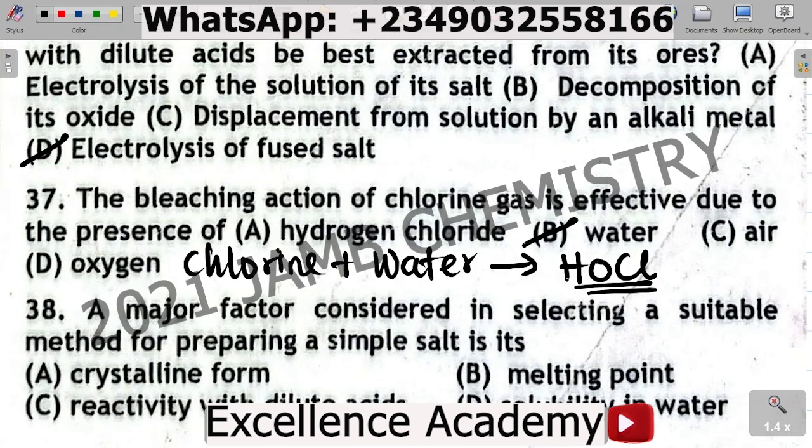You also want to take note that the bleaching action of chlorine is only possible when chlorine is in this particular form here. By this form, I mean the hypochlorous acid form. And this hypochlorous acid form only appears or is only possible when chlorine reacts with water. All right. So it is due to the presence of water. That is the correct answer. Water.